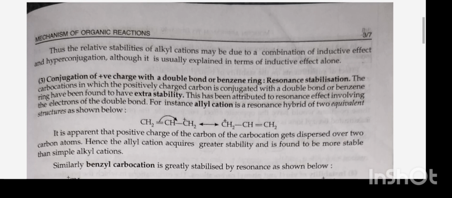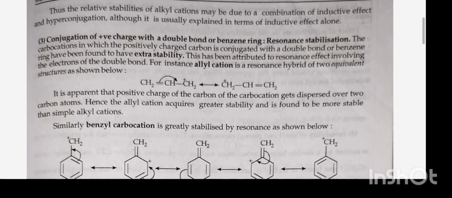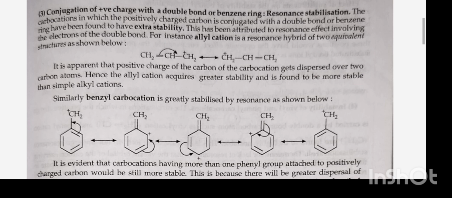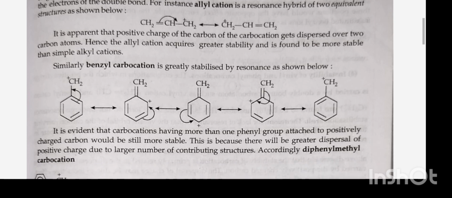Third, conjugation of a positive charge with a double bond or a benzene ring: resonance stabilization. The carbocations in which the positively charged carbon is conjugated with a double bond or a benzene ring have been found to have extra stability. This has been attributed to the resonance effect involving the electrons of the double bond. For instance, the allyl cation is a resonance hybrid of two equivalent structures as shown below. It is apparent that the positive charge of the carbon of the carbocation gets dispersed over two carbon atoms. Hence, the allyl cation acquires greater stability and is found to be more stable than a simple alkyl cation.